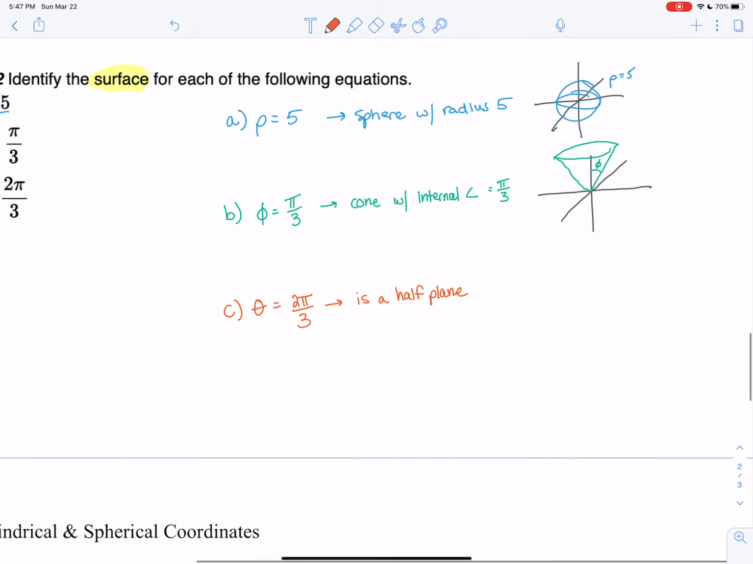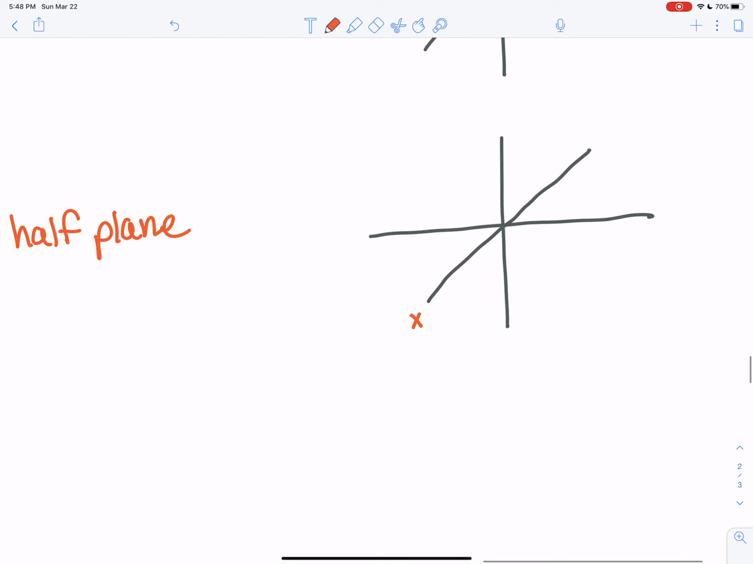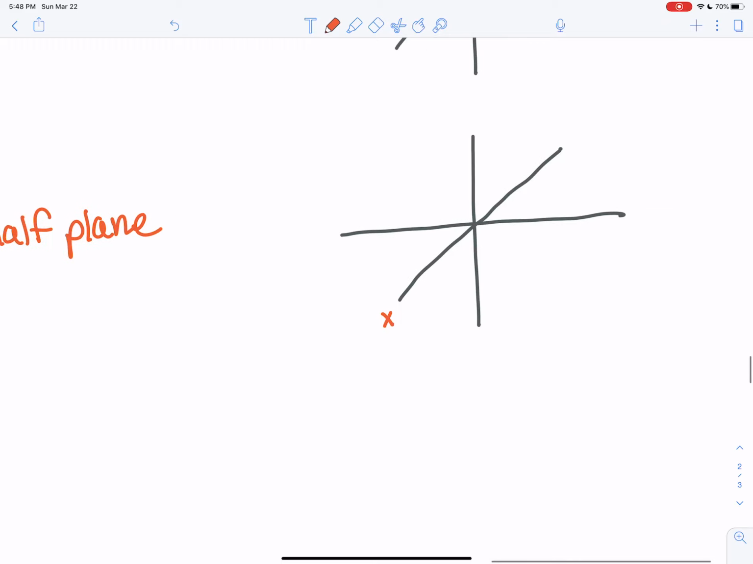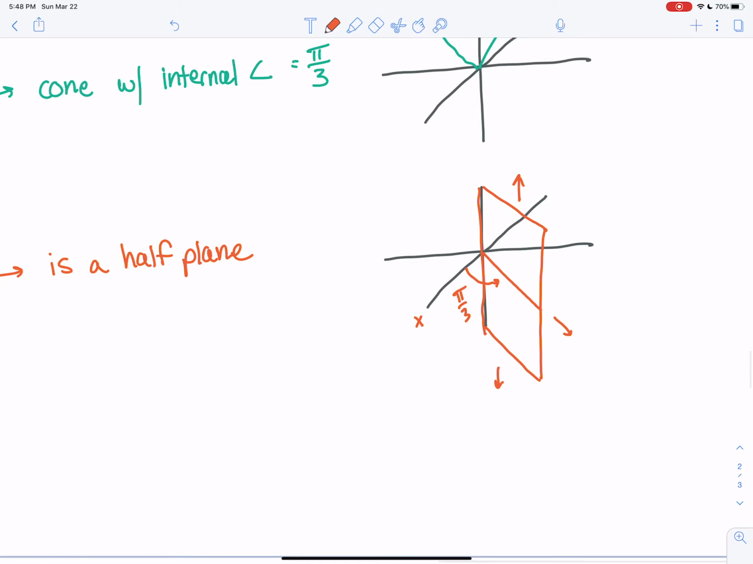That would look like, let's see if I can just copy this. Copy, paste, very nice. And so if we say that this is the x-axis, where would 2 pi thirds live? Let's just say it's pi thirds, just for drawing's sake. So pi thirds would be kind of like this angle, and then this would be the half plane. And it extends infinitely, it extends this way and this way. It's a plane extending out at an angle of, in this case, pi thirds. And 2 pi thirds would just be the one pointing in quadrant 2.